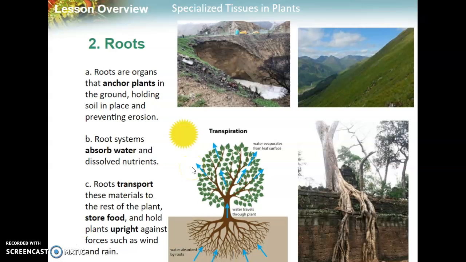Roots anchor plants in the ground, holding soil in place and preventing erosion. Root systems often work with soil bacteria and fungi in mutualistic relationships that help the roots absorb water and dissolve nutrients. Roots transport these materials to the rest of the plant, store food, and hold plants upright against forces such as wind and rain.